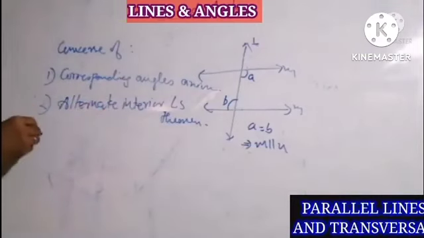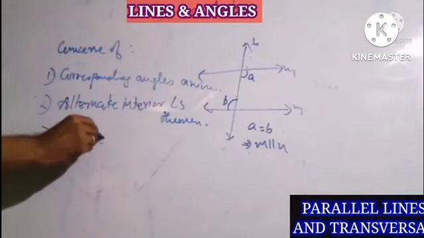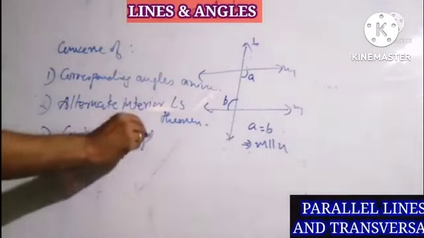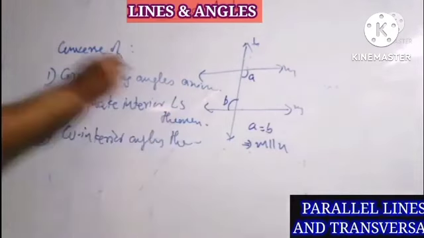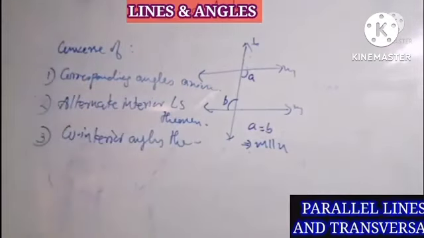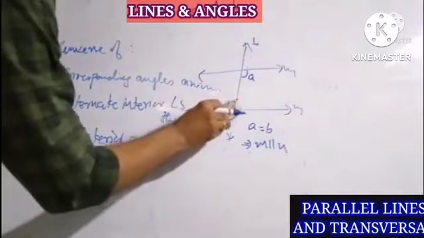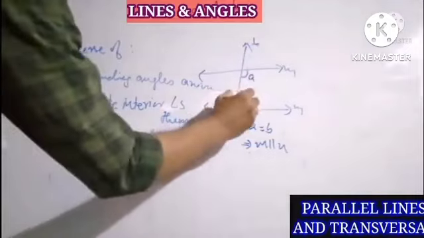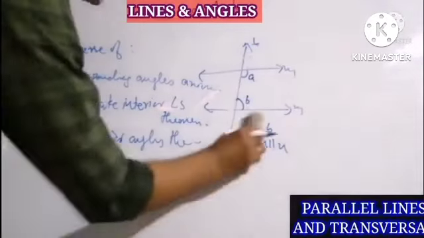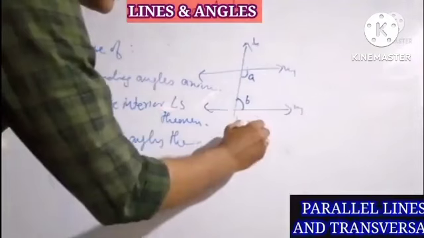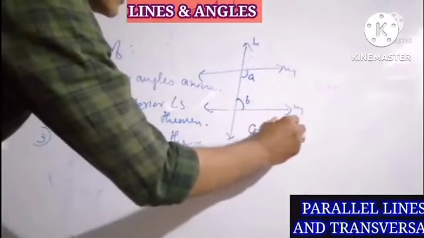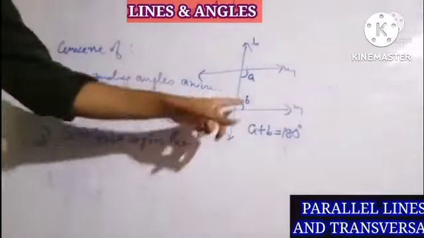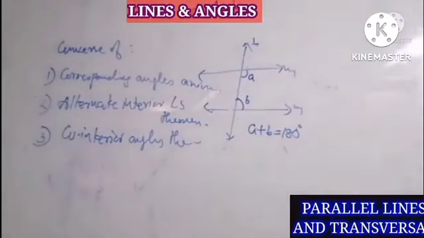Okay. Now third one. Just third one. Co-interior angles theorem. Converse of co-interior angle theorem. Okay, so consider the converse of co-interior. This is the co-interior of A. Let it be B. So, co-interior angle property is A plus B should be 180. Given that A plus B equal to 180 degree.